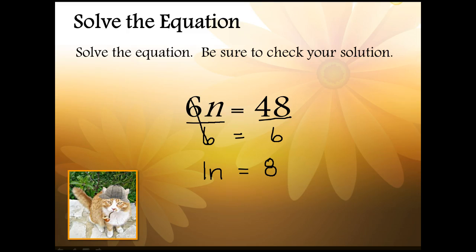Now we want n all by itself, so we don't want to leave that 1 there. The identity property tells us that we can multiply 1 times any value, and doing so will give us the original value. Therefore, we can drop off the 1 and simply write n equals 8. Now we will check our solution. 6 times 8 does in fact equal 48, so we know we have found the correct solution.